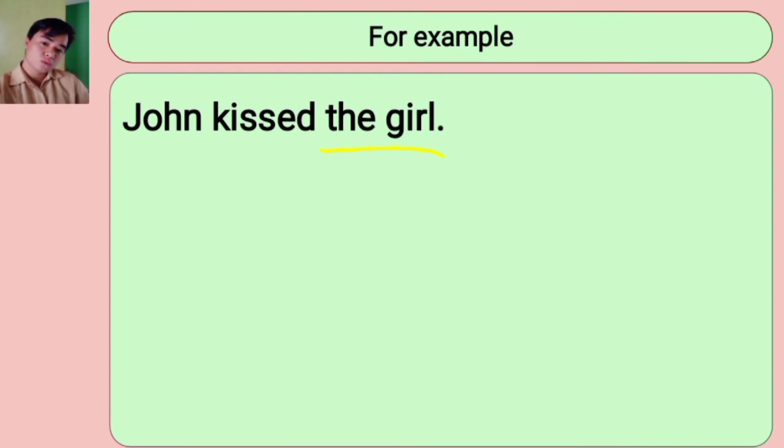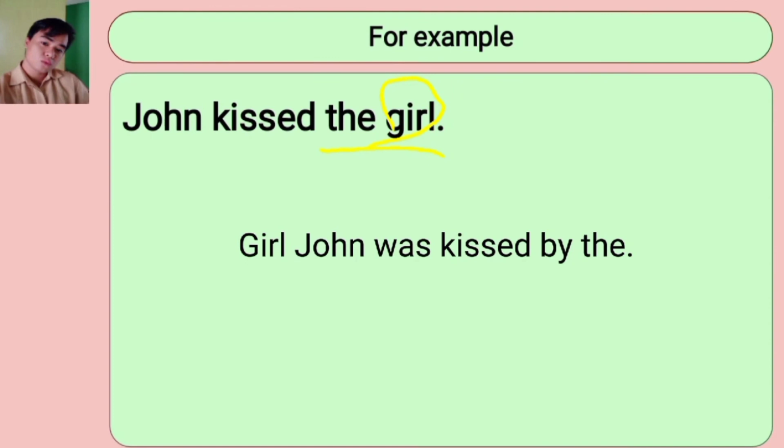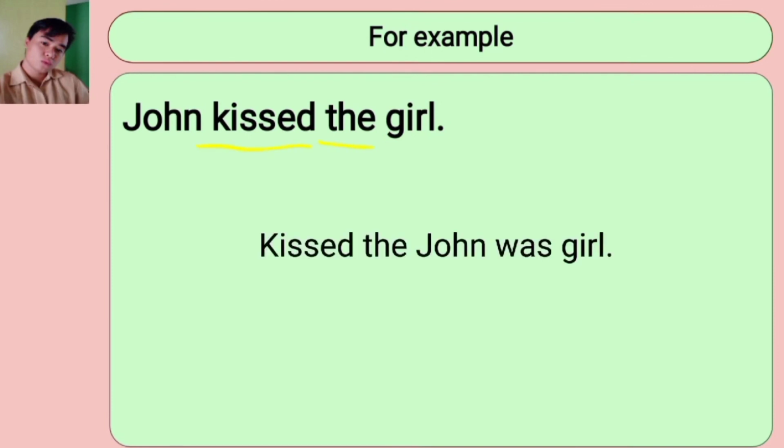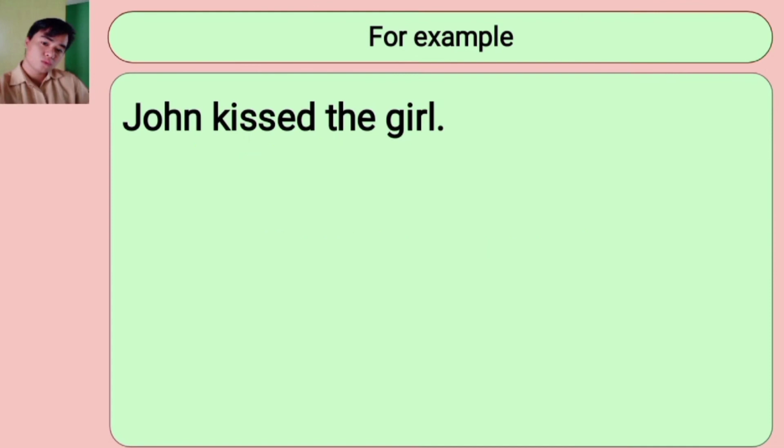Now, in the passive, you take whatever is an object. That would give us, "girl, Jan was kissed by the." This is not right. How about taking "kissed the"? We would get, "kissed the Jan was girl." And again, this is very bad too.